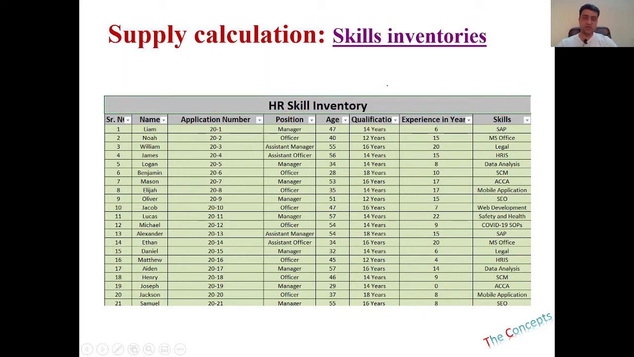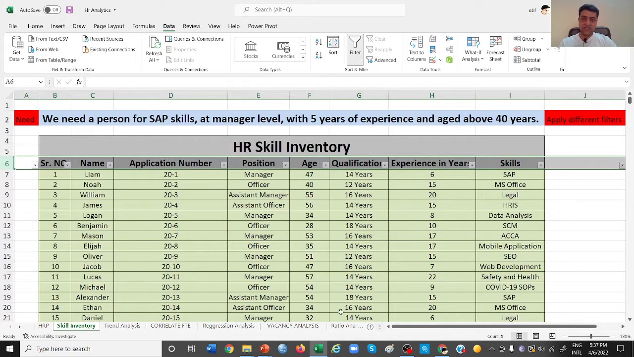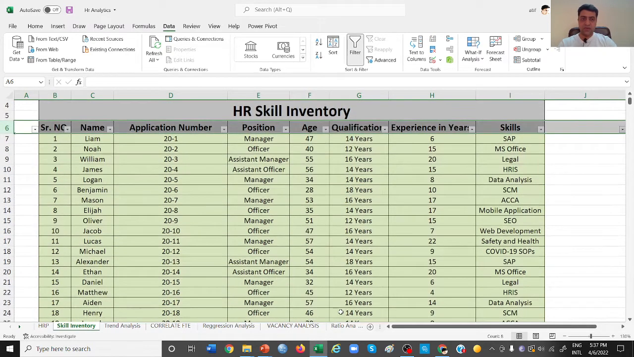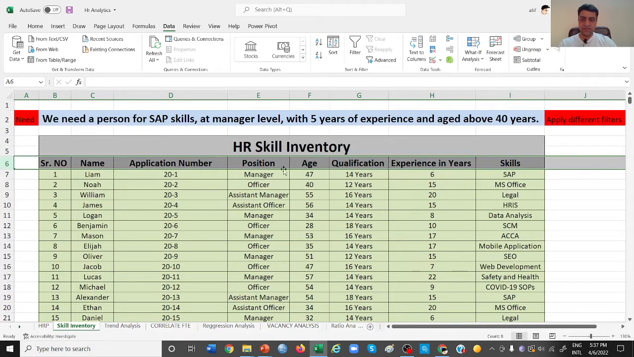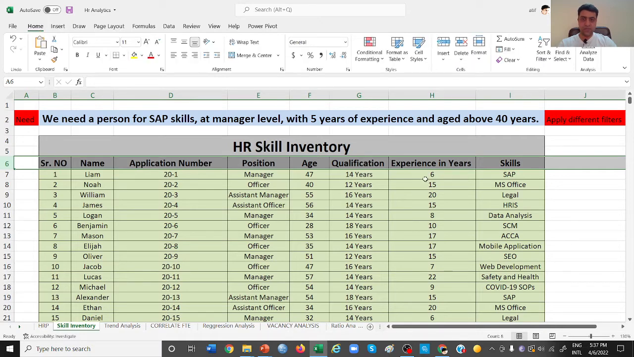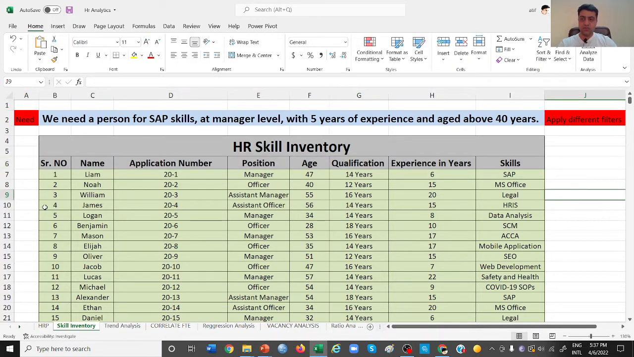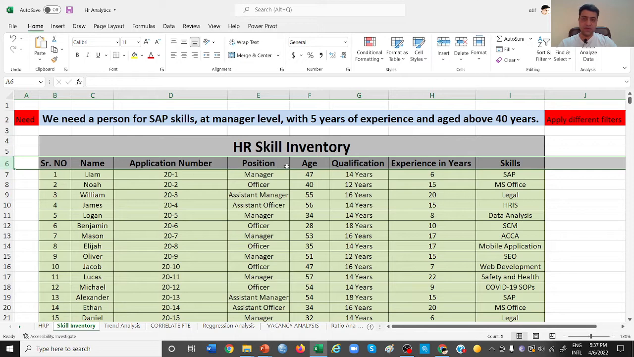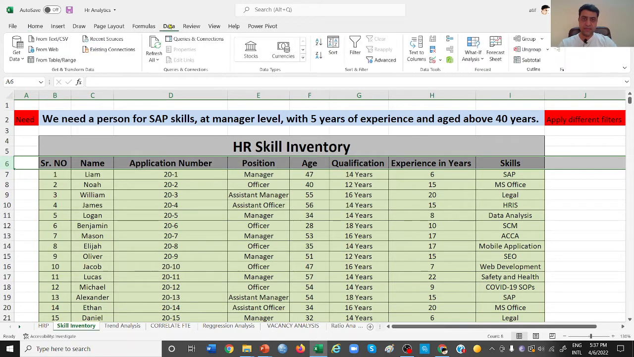So let's just go to our Excel file. So this is our skill inventory table. First of all, you won't be seeing these filters, so what you have to do is first you need to click this heading bar, then you need to go to this data tab and then filters.